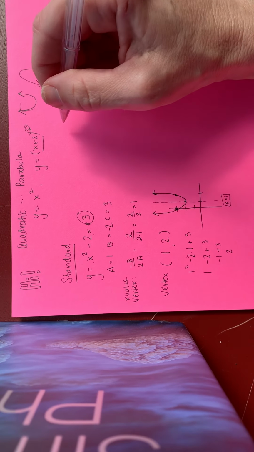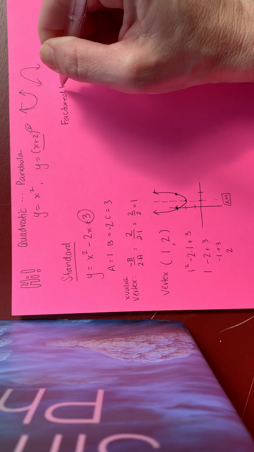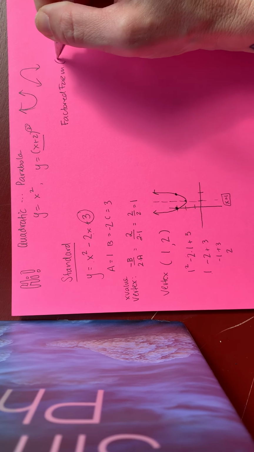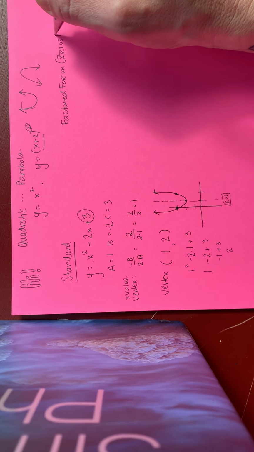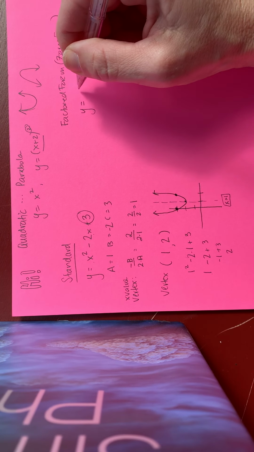Okay, the second one I'll do is factored form, what we also sometimes call zeros form. The equation for that would be something like this.